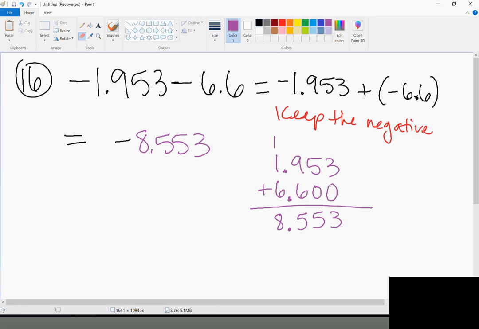Not negative, it's so big. Okay, so it's negative 8.553.